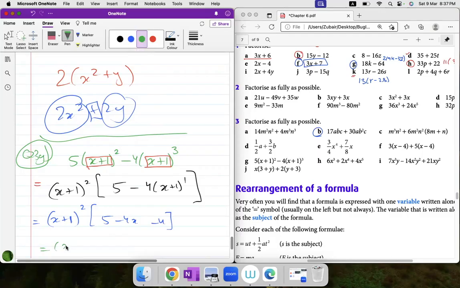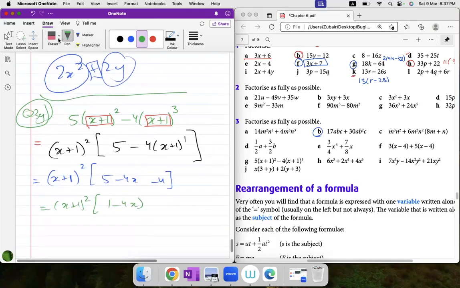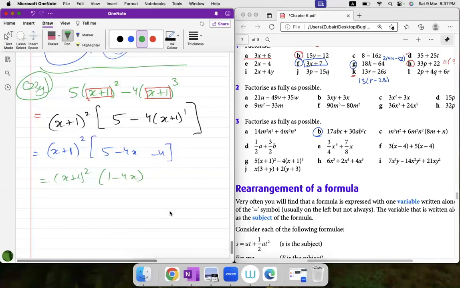And finally, (x plus 1) whole squared. Inside the bracket it is 1 minus 4x. And this is my final answer. Yeah, there were brackets. We can also write it this way, which both are acceptable, like (x plus 1) into (x plus 1) into (1 minus 4x). I would prefer the second last step, which is a little squeezed.